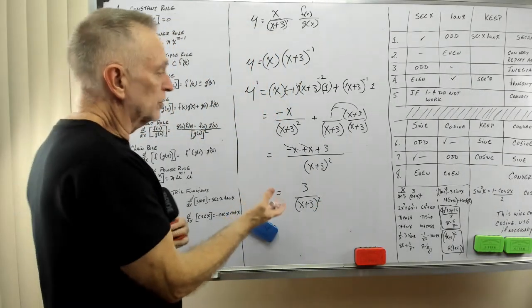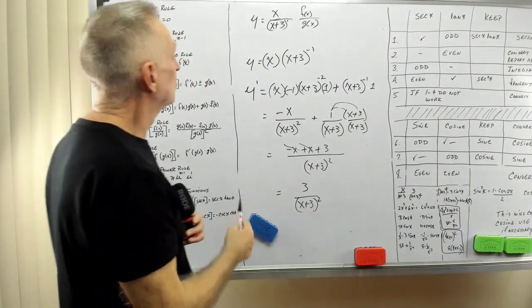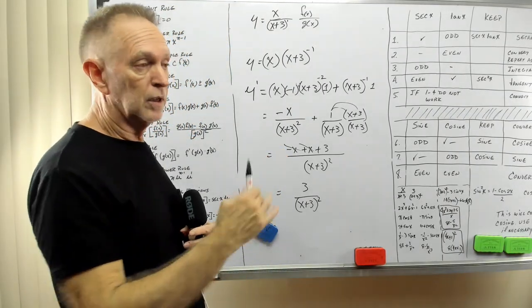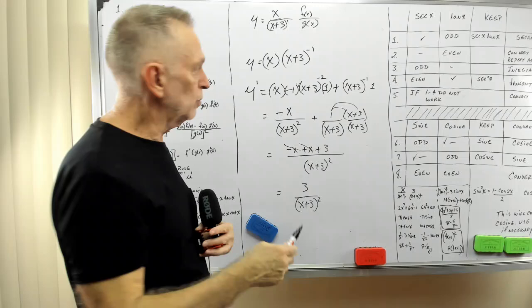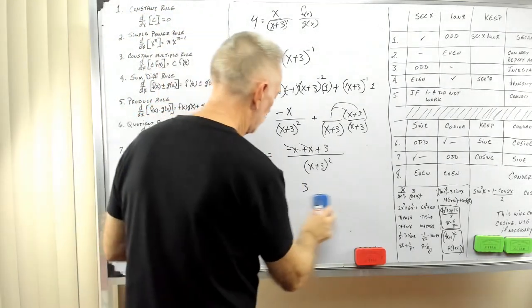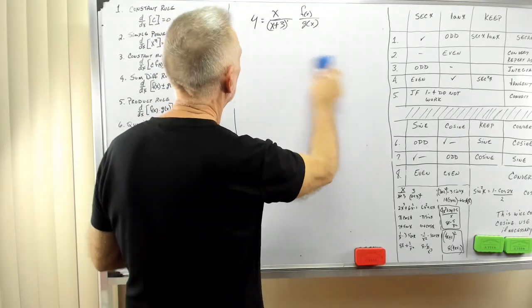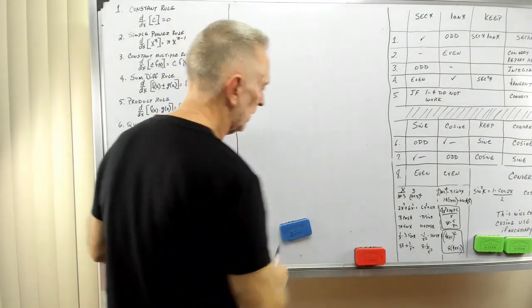So we end up with the same answer as before. So sometimes it's a little bit simpler to just not perform the quotient rule, get into the product rule if you can, if it looks to be easier. All right, that's 2 down.